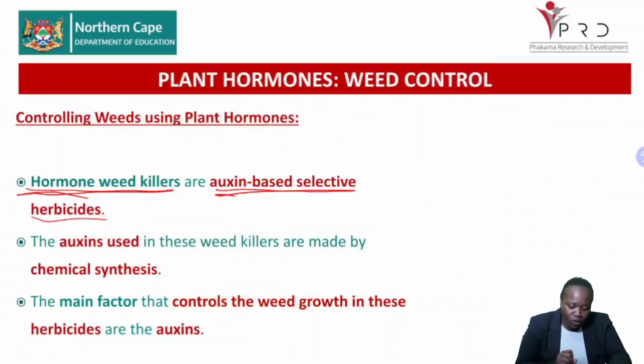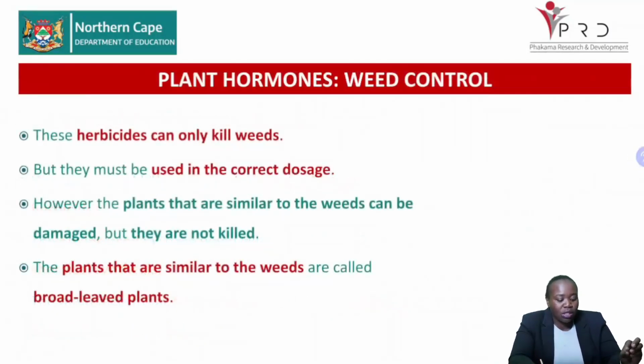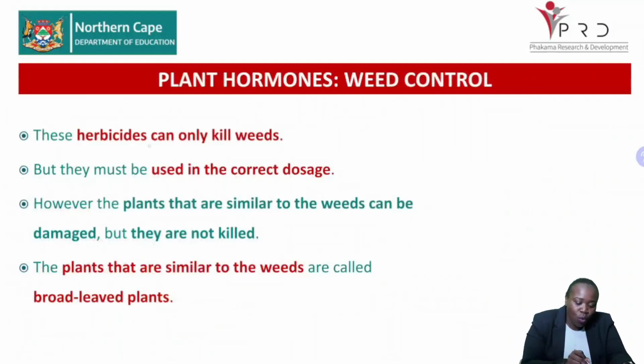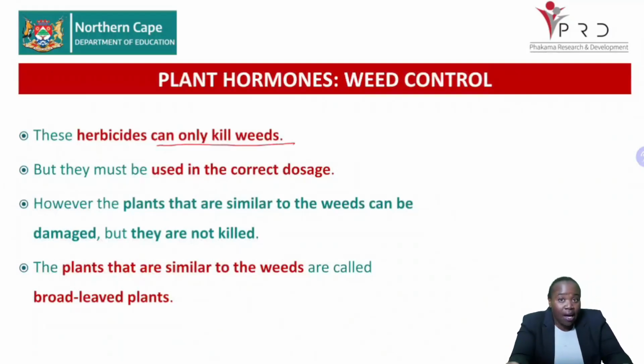So the main factor that controls the weed growth in the herbicides is the auxins. Now we know that auxins contribute to growth. However, here it is going to also be used to kill the weeds, and they kill the weeds only. So we can spray those auxins in a big field, but only the weeds are going to be killed. Why? Because it is an auxin-based selective herbicide. It selects what to attack and what to leave behind, right?